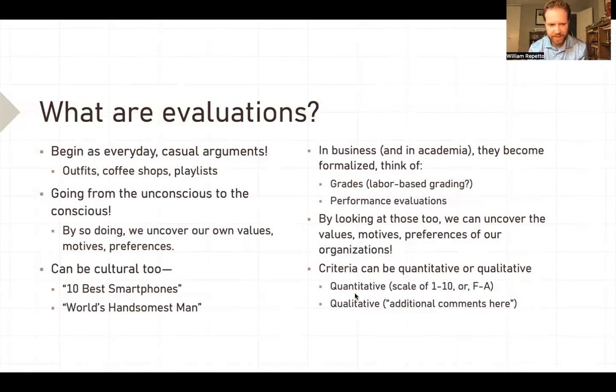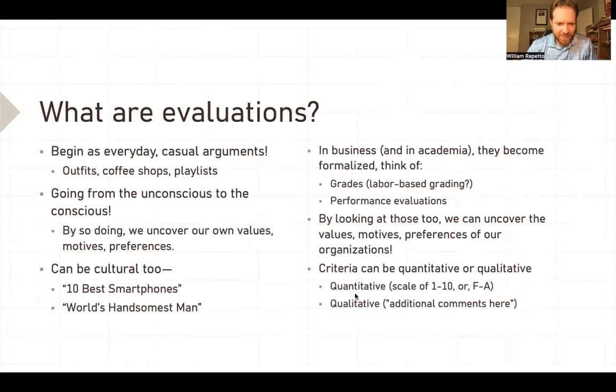You might see online articles like 10 best smartphones. Usually they're focusing on what's the most productive. And you can think about what values and preferences kind of underwrite what we do with our phones in this culture and what we value, such as productivity and work.